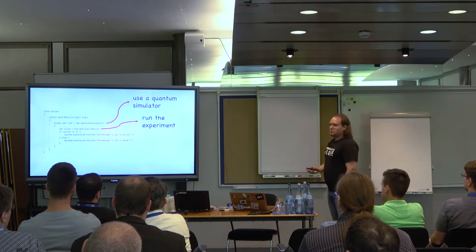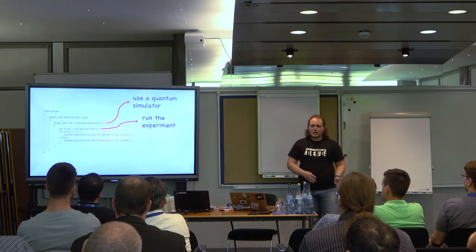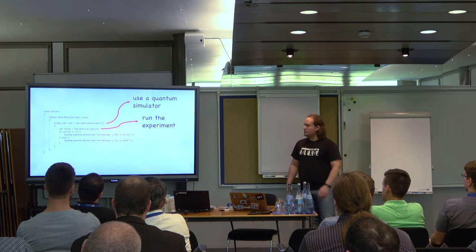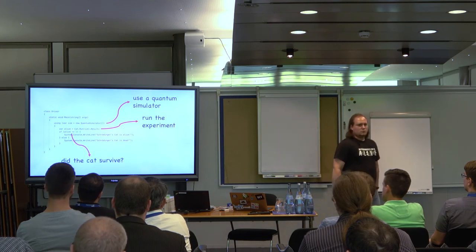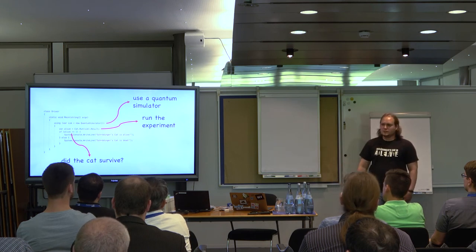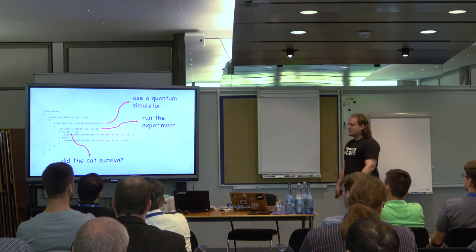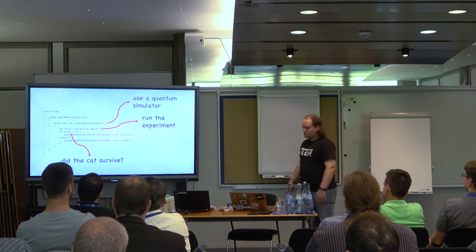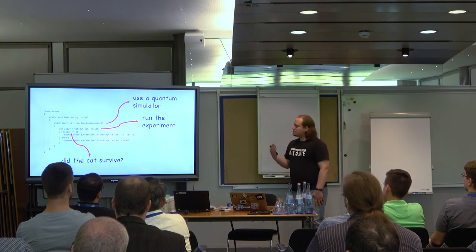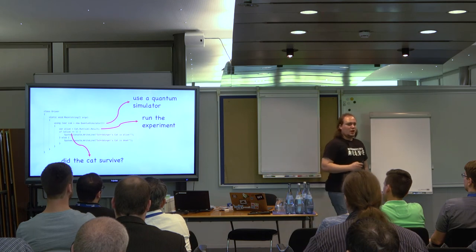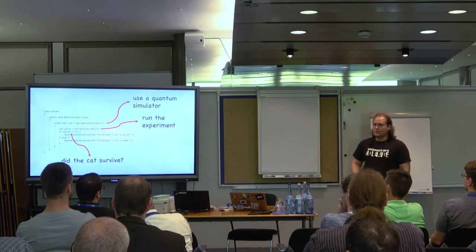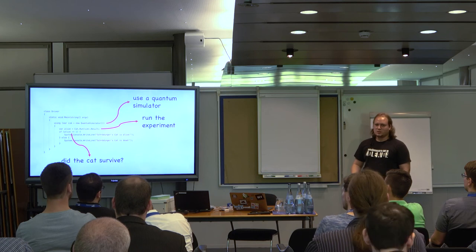Here we run the experiment. So from our C-sharp code, we call our Q-sharp code with the quantum computer we determined, and then we decide what to do with the result. In this case, print out Schrodinger's cat is alive or dead. So that's quite nice.